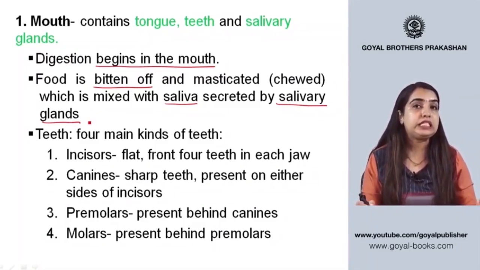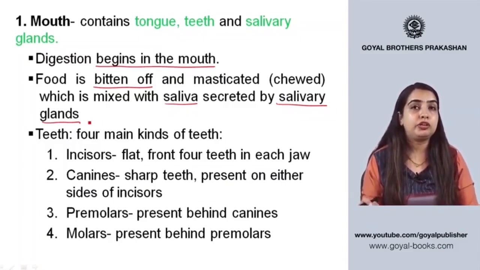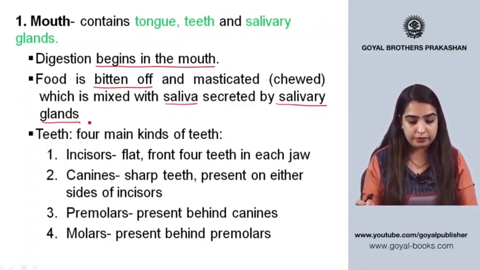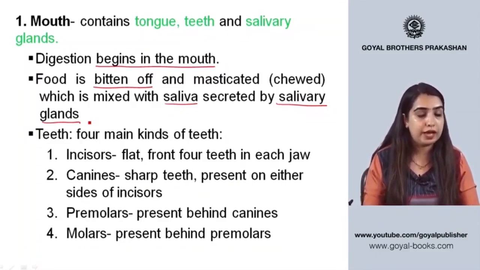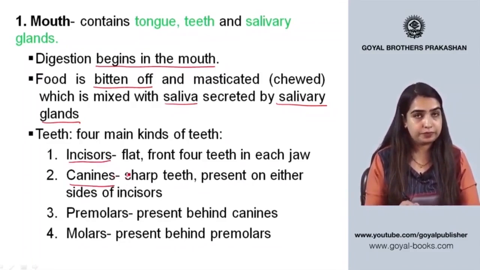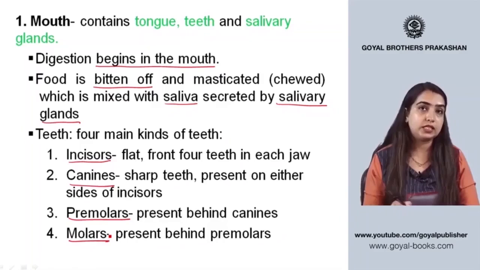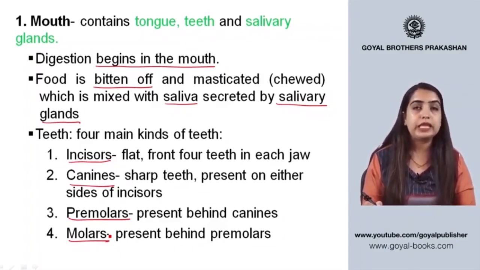Now we also have teeth. Teeth play an important part in ensuring that the food that we eat is digested in a proper manner. There are 4 kinds of teeth that humans have. These are incisors, canines, premolars and molars. So let's talk about all of them individually.